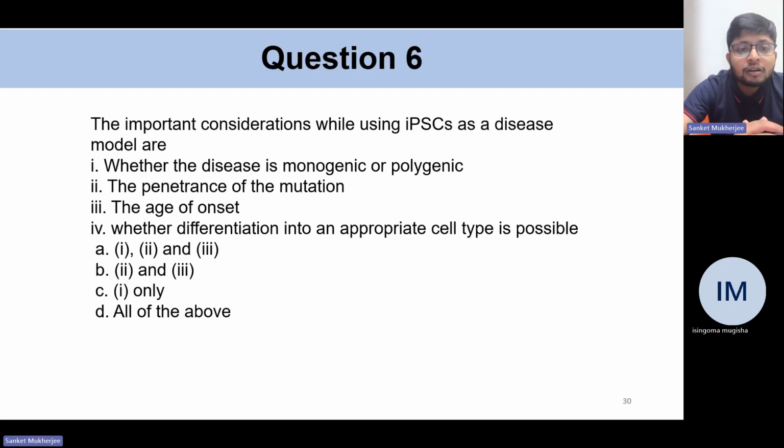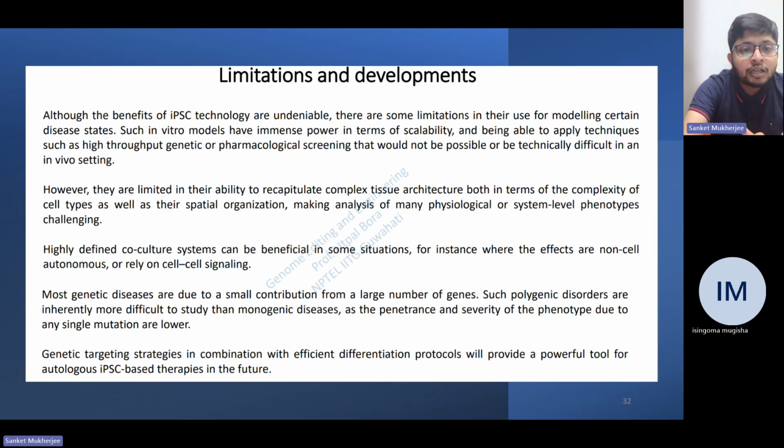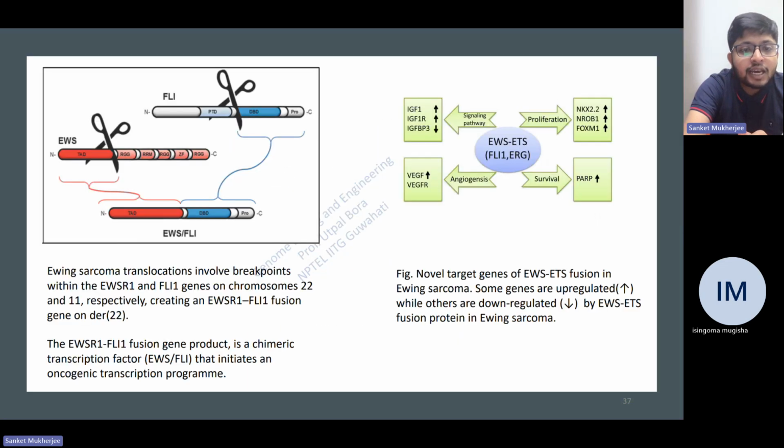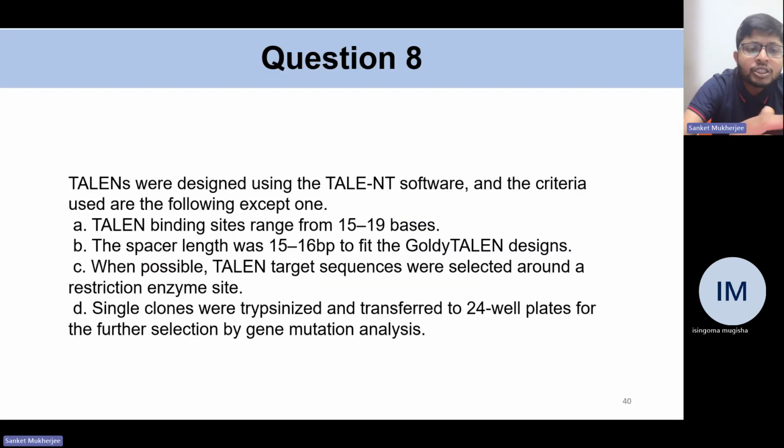Question number 6, the important considerations while using iPSCs as a disease model are all of the above: whether the disease is monogenic or polygenic, penetrance of the mutation, age of onset, and whether the differentiation into an appropriate cell type is possible. All of them will be the answer. Let's talk about question 7. To induce the translocation, dash are expressed in hESC cells to create double-stranded breaks in both genes. So that would be zinc finger nucleases. And then we have question 8.